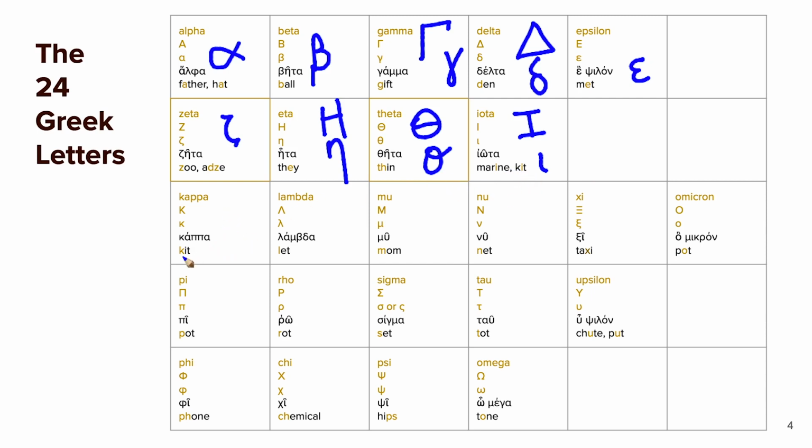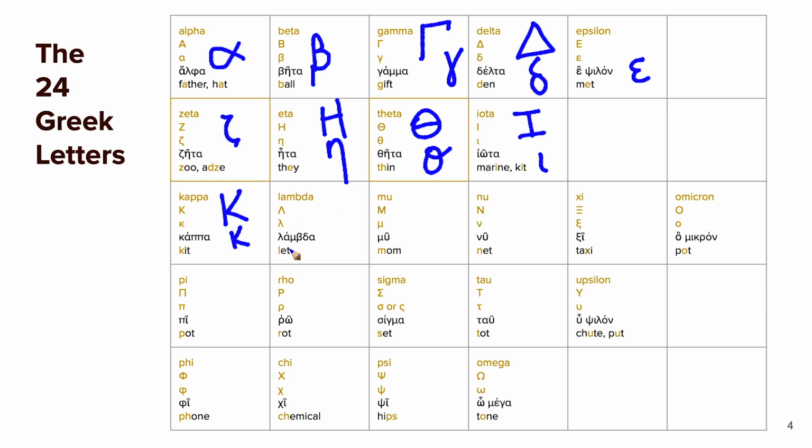Kappa sounds just like K, kit. It looks just like our capital K. And then the lowercase is just like a capital, but smaller, squished. So you can see how the tops line up, both the capital letters and the lowercase letters.